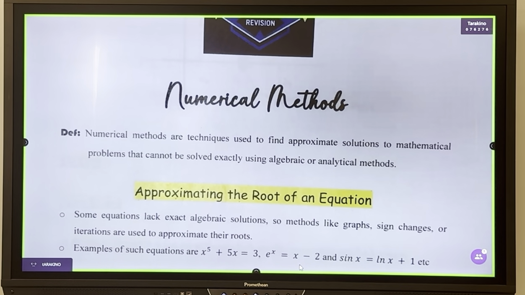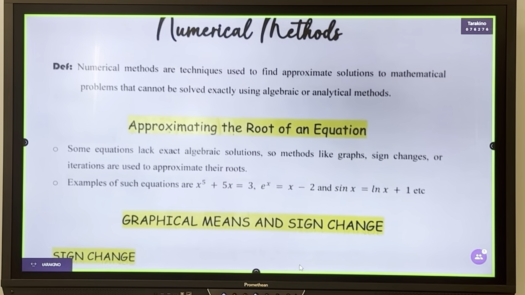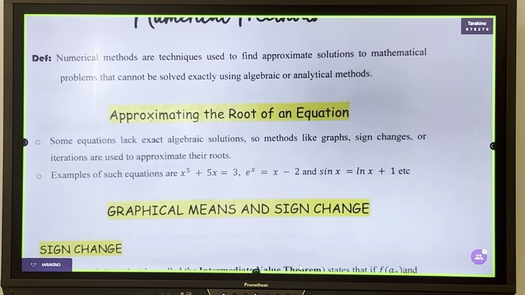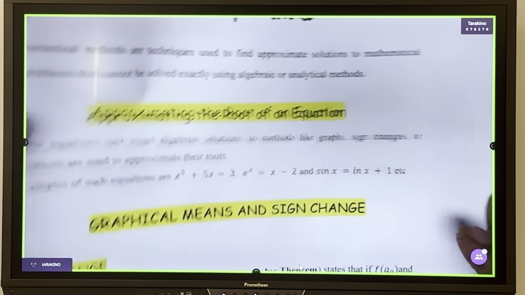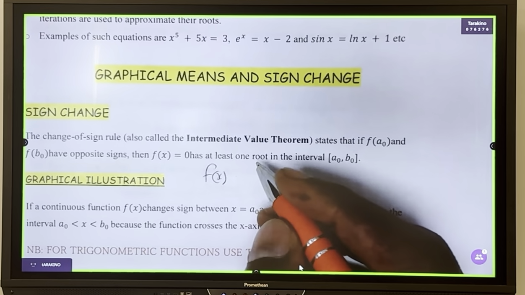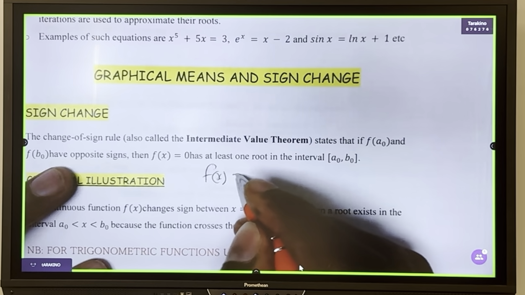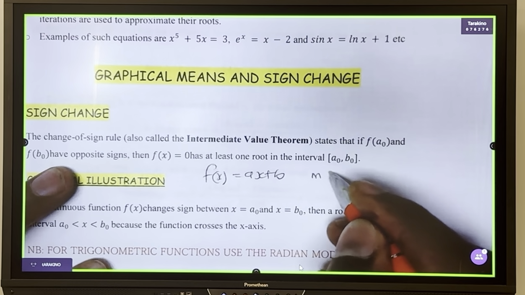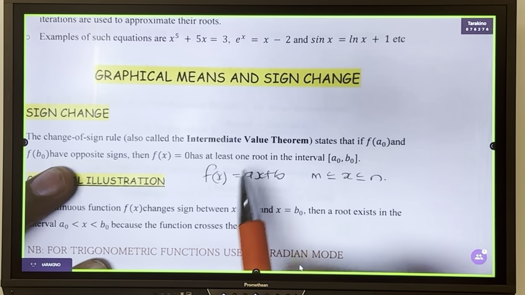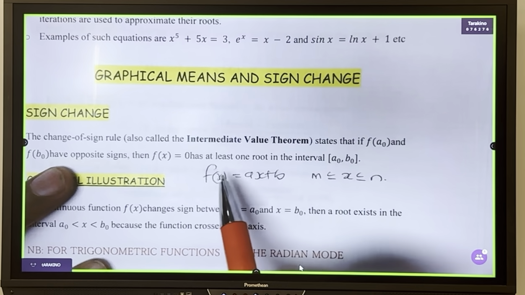So there are two basic methods that can be used. One is called the sign change method, and another one is called the graphical illustration, right? So what happens is that when you have a function, say f of x is equal to something, and we are told that maybe your function f of x, maybe it's ax plus b, is continuous over the range m up to n, and we want to see that it has a solution between m and n.